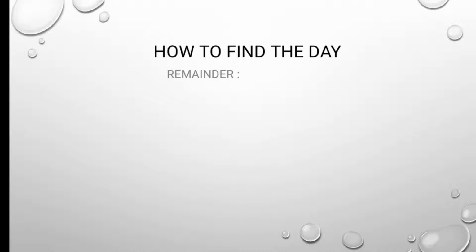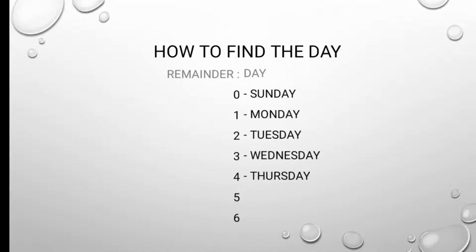Now when the remainder is 0, 1, 2, 3, 4. When we divide by 7, we'll get remainders up to 6, right? According to the remainder theorem, you will not get any remainder of 7 or above 6. And the days will be, for 0 it will be Sunday, for 1 it will be Monday, and so on. So 6 will be Saturday. So 0 is always Sunday and 6 is Saturday. That is how we'll tell the day.